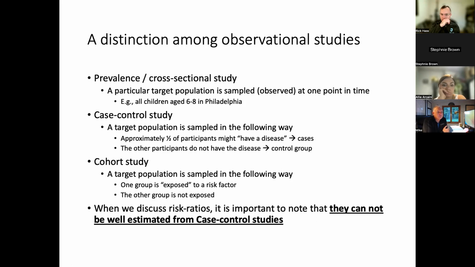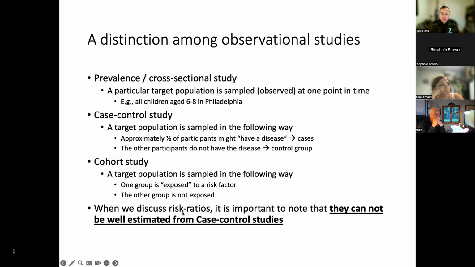Well, it's a controlled study, right? It's sort of mimicking a randomized controlled trial, although the outcome is the thing that we're controlling. Whereas the cohort study is we're looking at one group that has an exposure to the risk factor, the independent variable, and the other group is not exposed, and we either follow them forward in time to see if they develop the disease, or we look backward in time.